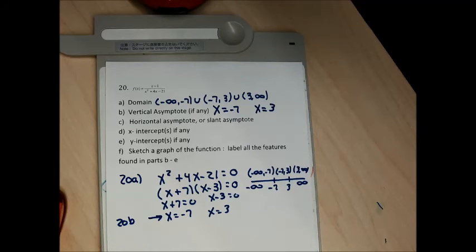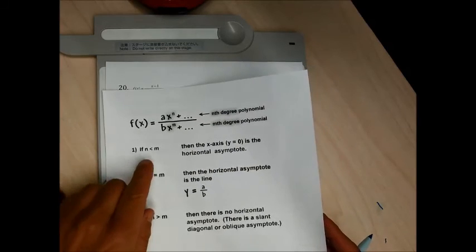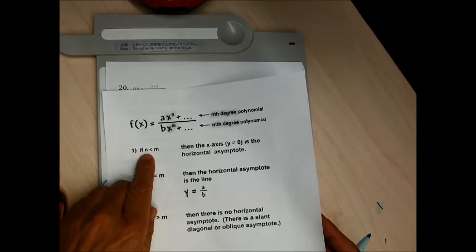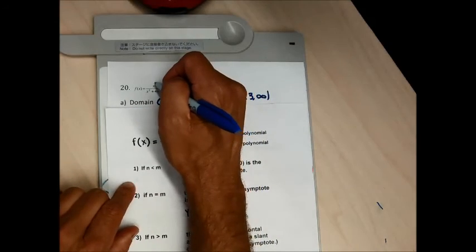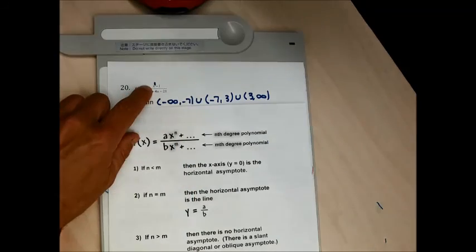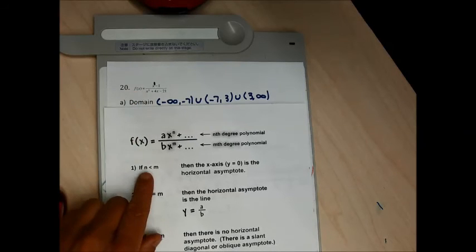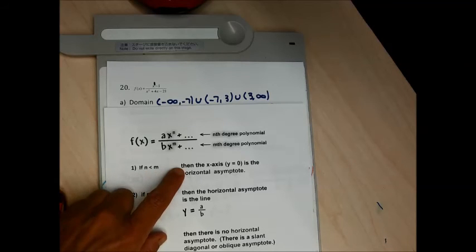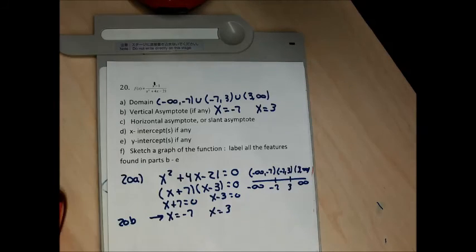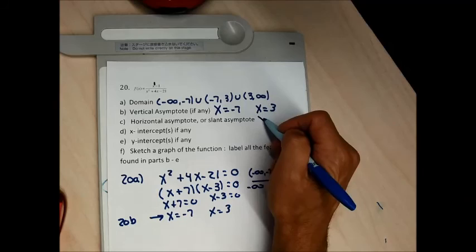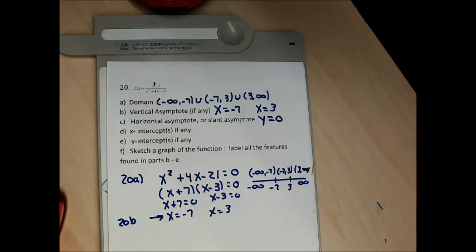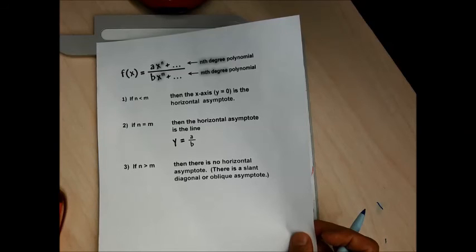For part C, the rule says if the highest exponent in the numerator is less than the highest exponent in the denominator, then the x-axis, which has the equation y equal to 0, is a horizontal asymptote. In this particular problem, the x in the numerator with the highest exponent is x to the first. The x in the denominator with the highest exponent is x to the second. There's no algebra to do for that. So for part C, the horizontal asymptote is y equal to 0. That just comes from knowing that fact.